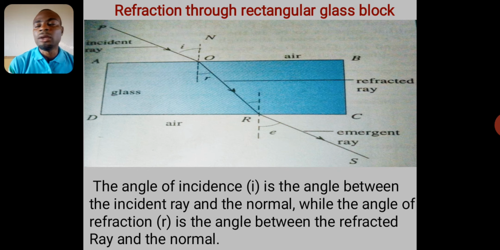Okay, we do this in the laboratory using optical pins to verify refraction through a rectangular glass block. During our practical class, we are going to explain further.